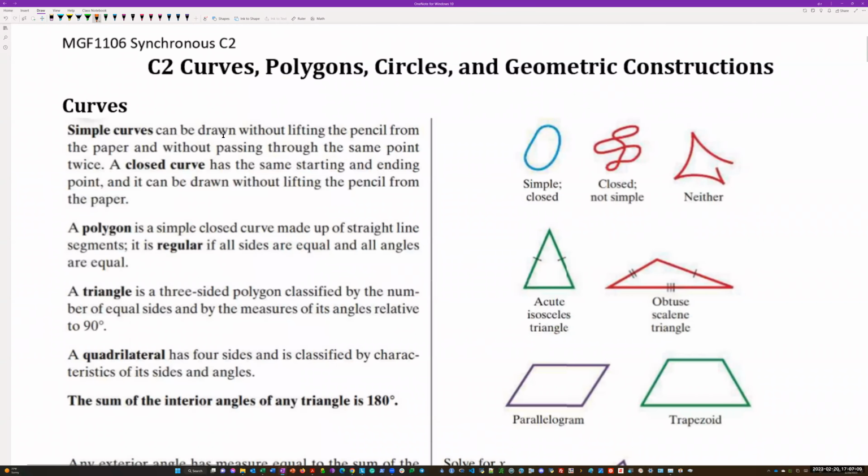So simple can be drawn without lifting the pencil from the paper, without passing through the same point twice. So it continues the whole time. You can't cross over itself. And then closed just means that it has the same starting and ending point. Does that make sense? It's easy to forget what they are, but that's all you have to know. I'm not gonna say I don't forget what they are, but you know. Other question on any of this stuff? Does that answer your question?